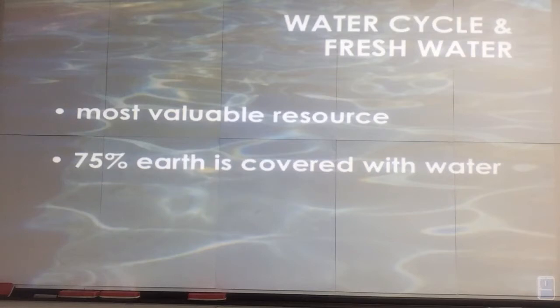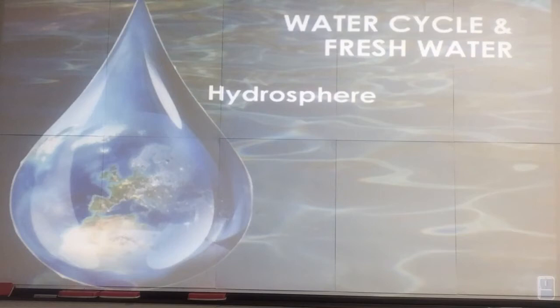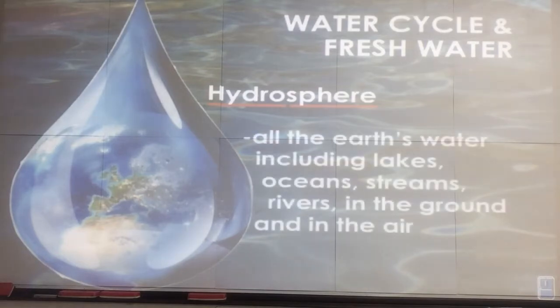75% of the earth is covered with water. The earth is known as a hydrosphere, meaning hydro, we already learned, means water, and sphere means three-dimensional ball or a three-dimensional circle. So basically, the earth is a ball of water. And all that water in the earth is included in our lakes, oceans, streams, rivers, all the water that is in the ground, and all the water vapor that is in the air.